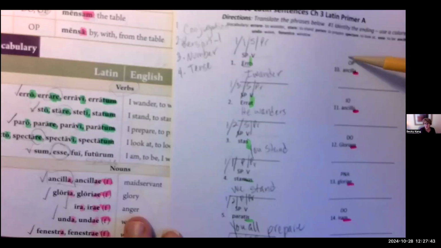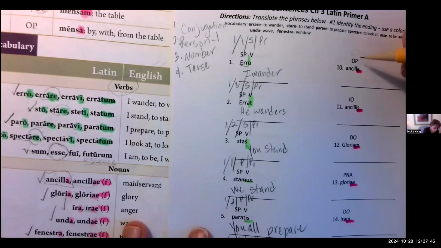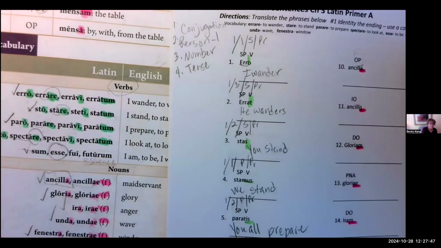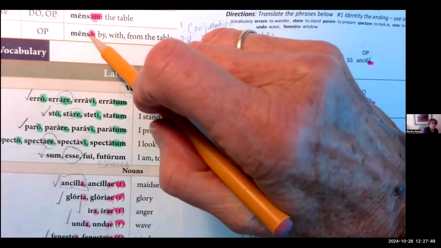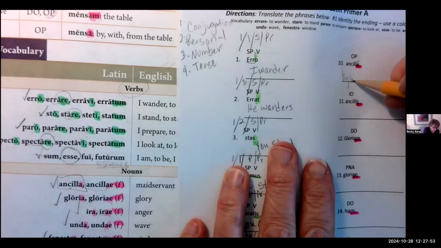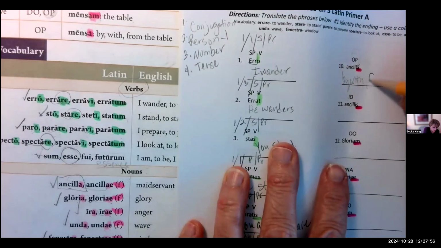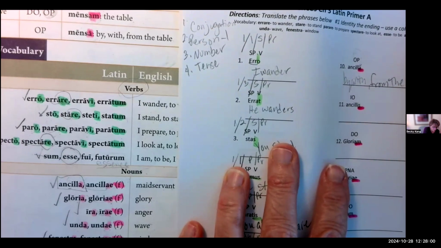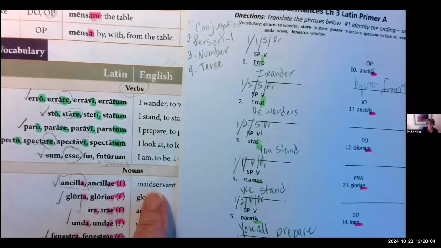So it's the object of the preposition. This should have a macron over it, right? See that macron? It means by, with, or from. And that's how you always translate that, by, with, or from. You always have a preposition, the maidservant. It's right there, maidservant.